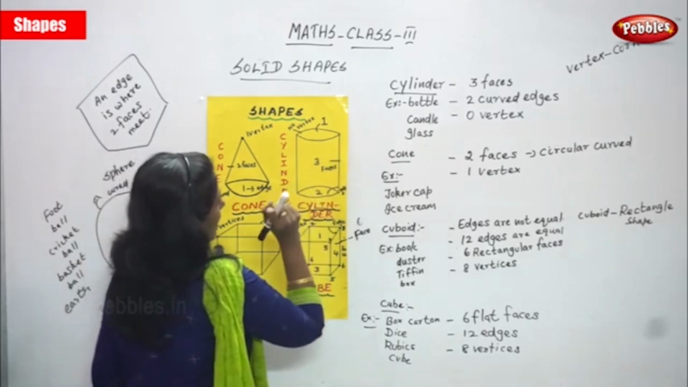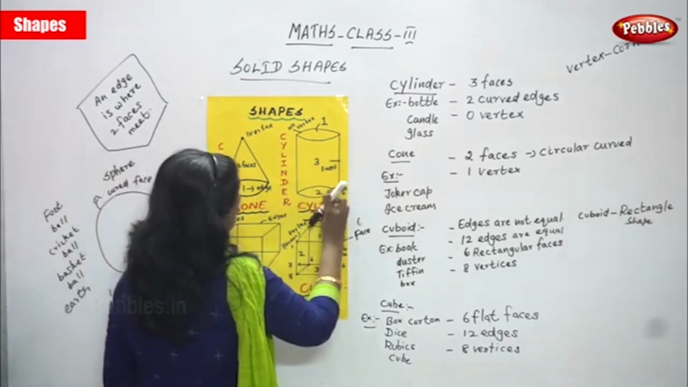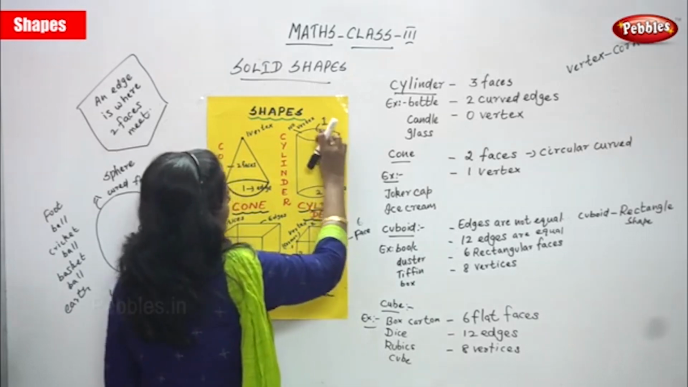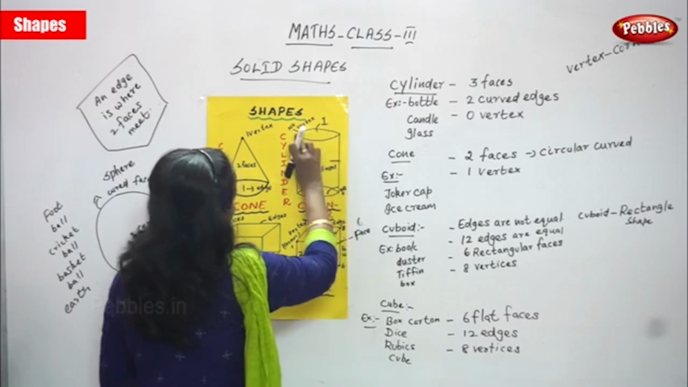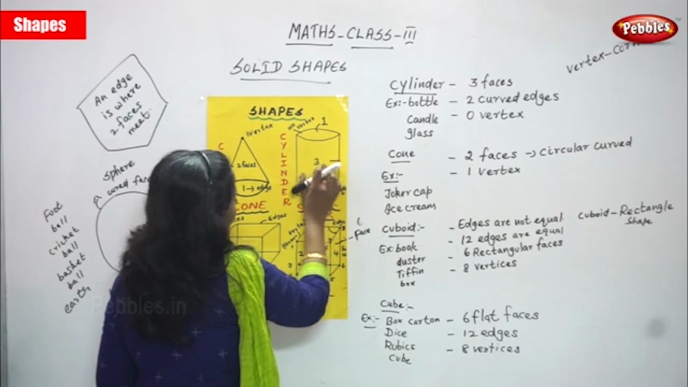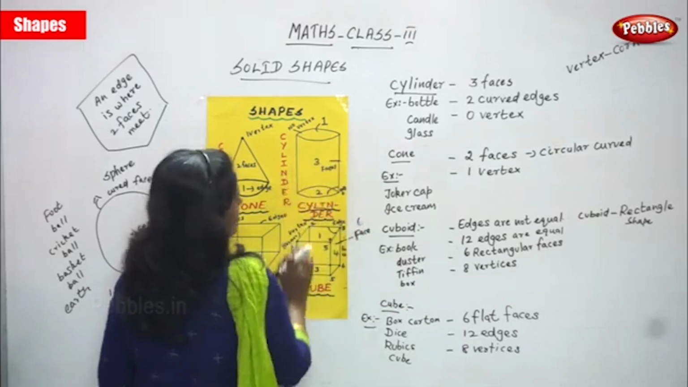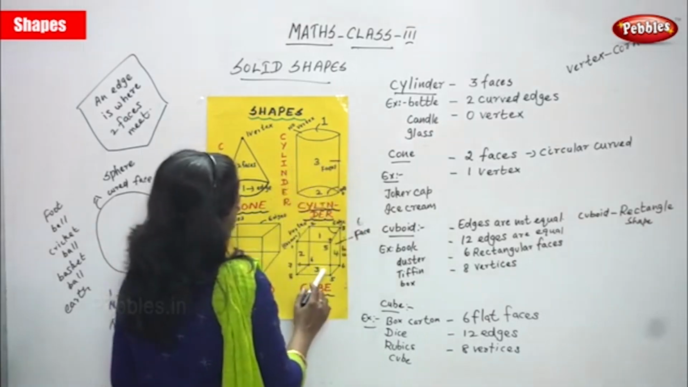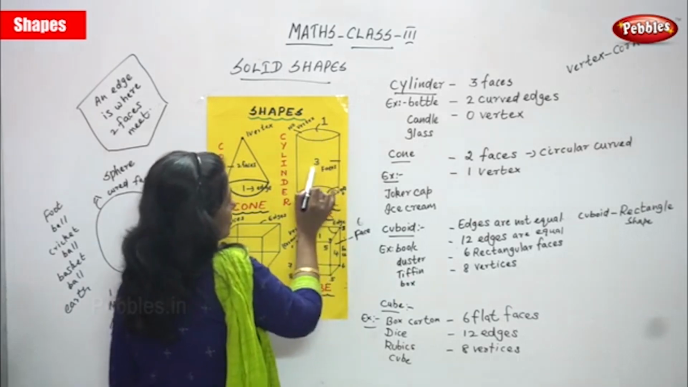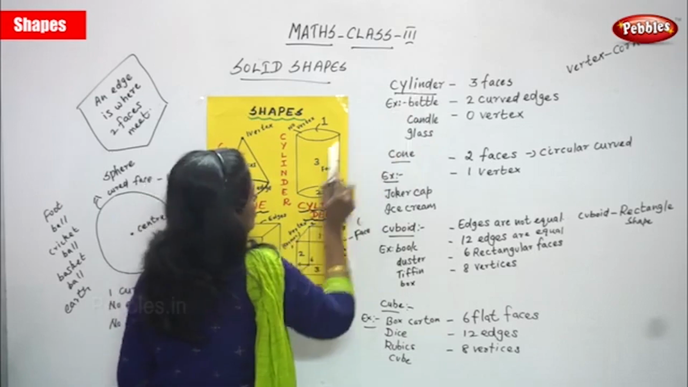Faces, okay? And the next one, this particular place, is called an edge. And this corner, generally we can call it a vertex, but the cylinder has no vertex, zero vertex. See how many faces? The 3 faces, okay? So this is 1 face, this is 2nd face, and this is the 3rd face. So cylinder has 3 faces.